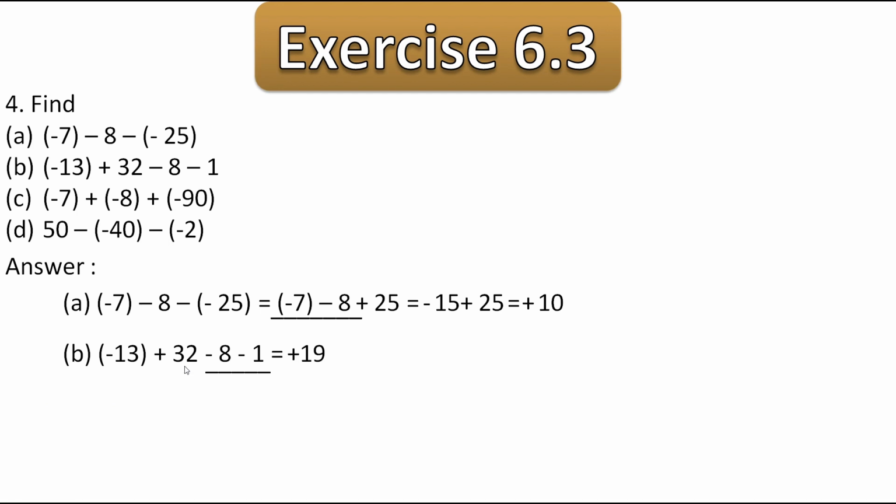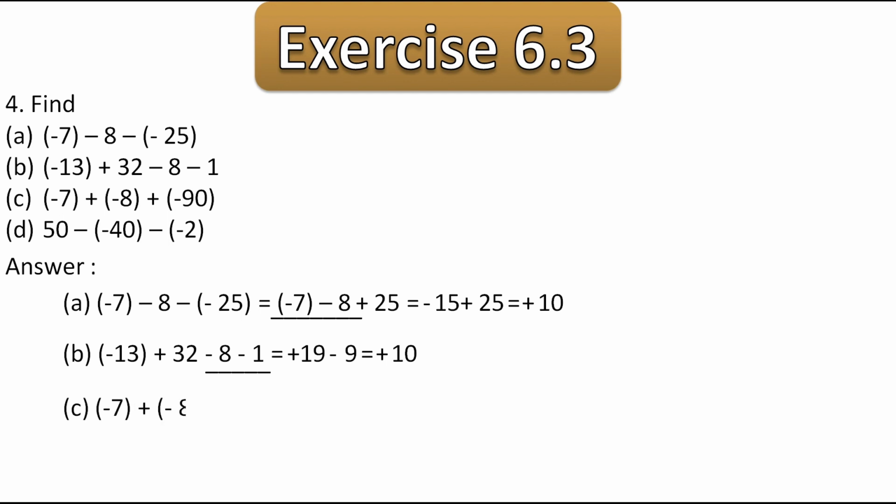Now we will solve this one. Okay, minus 8 minus 1. As both of them have the same sign, we have to add up. So we will get the answer as 9, but we will give the sign as minus because both of them have the same sign. Now 19 minus 9 is equal to 10, and here 19 is bigger and it has the plus sign, so we will give the plus sign to the answer. Okay, so we got the answer as plus 10.